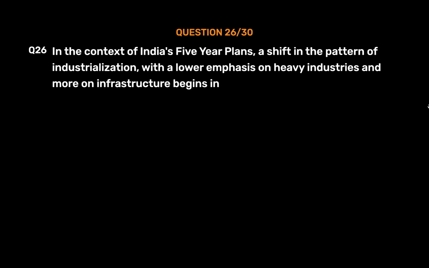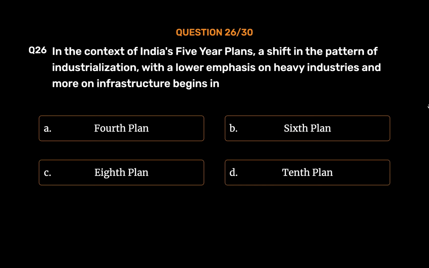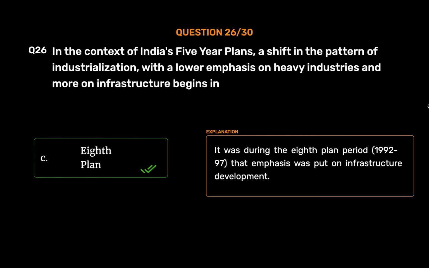Question number 26. In the context of India's 5-year plans, a shift in the pattern of industrialization, with a lower emphasis on heavy industries and more on infrastructure, begins in Option A, 4th Plan. Option B, 6th Plan. Option C, 8th Plan. Option D, 10th Plan. The correct answer is Option C, 8th Plan. It was during the 8th Plan period, 1992-97, that emphasis was put on infrastructure development.